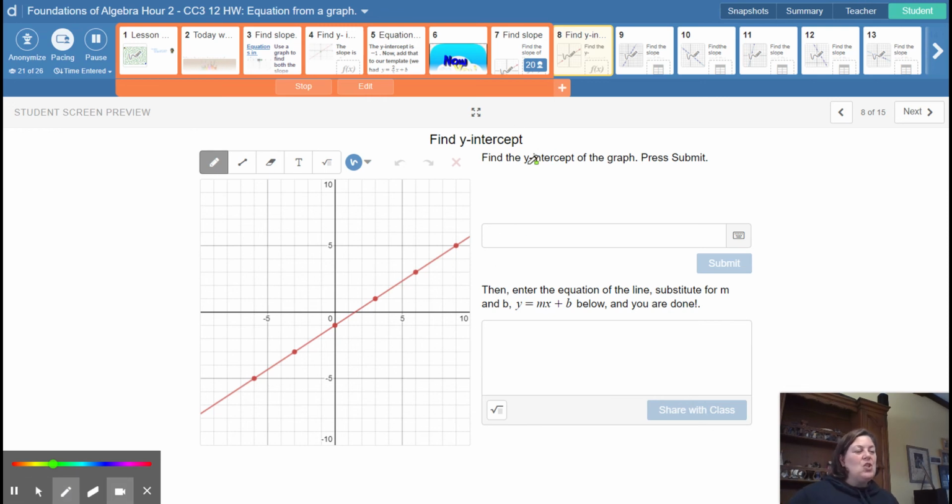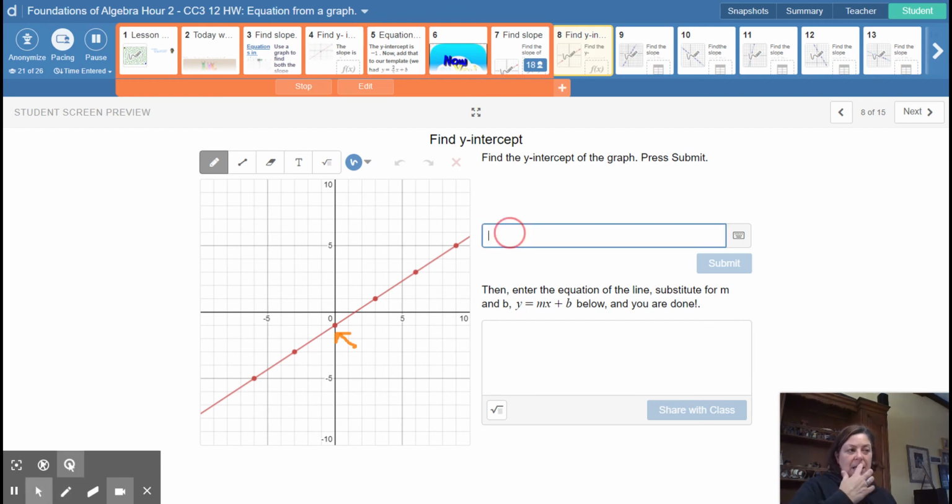So, okay, we just talked about the y-intercept of the graph. The y-intercept is where that line crosses the y-axis. So I'm literally just going to start at the top of that y-axis and go down until I see if that line meets it. It is right here. There's my y-intercept.